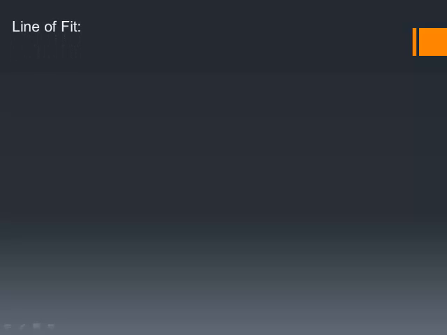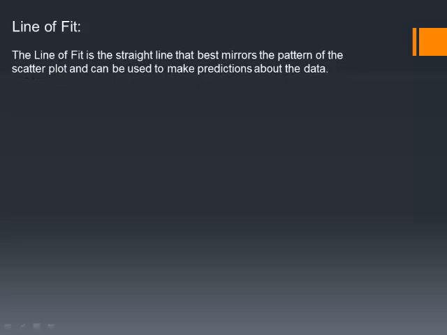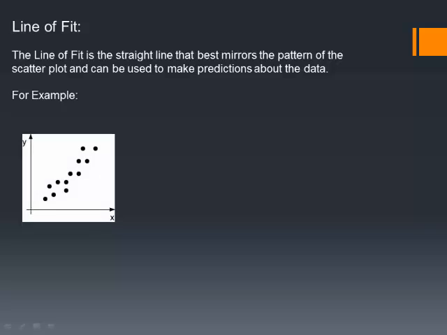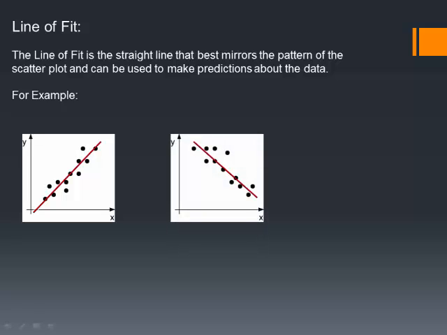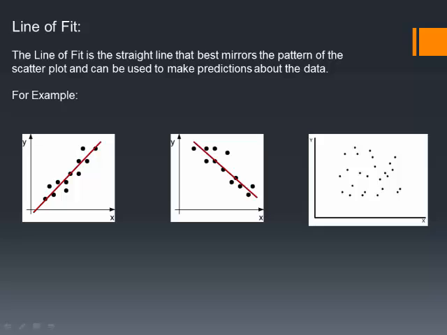Now, a line of fit is a straight line that best mirrors the pattern of the scatter plot and can be used to make predictions about the data. So, for example, in our strong positive, I can draw a line that approximates the general direction and path of the data. Same with our negative, but if we have no correlation, we have no line of fit.